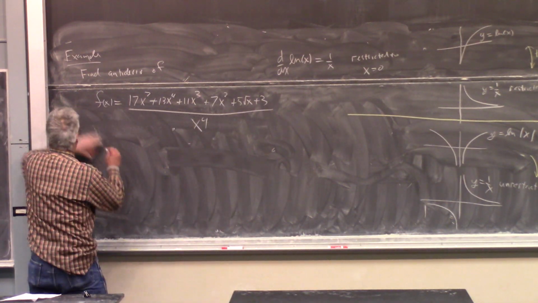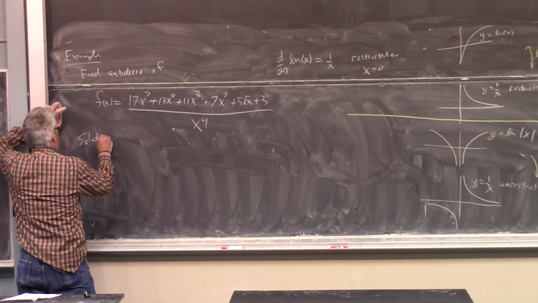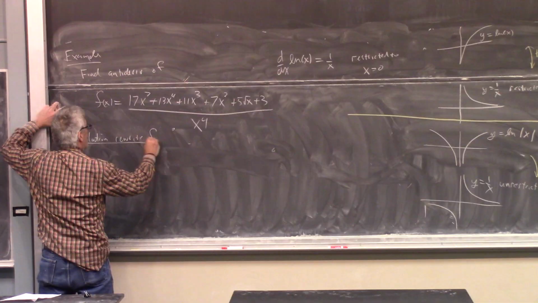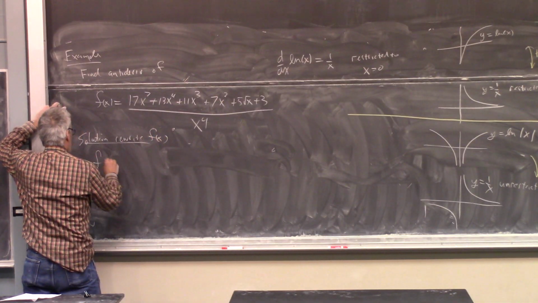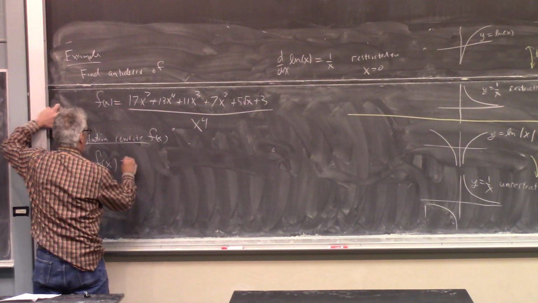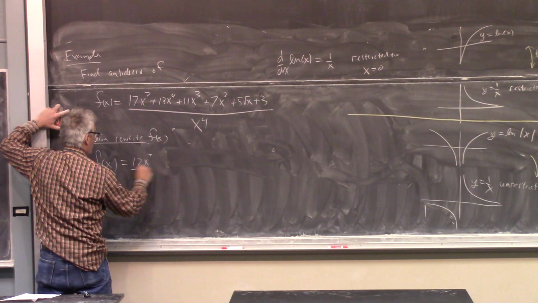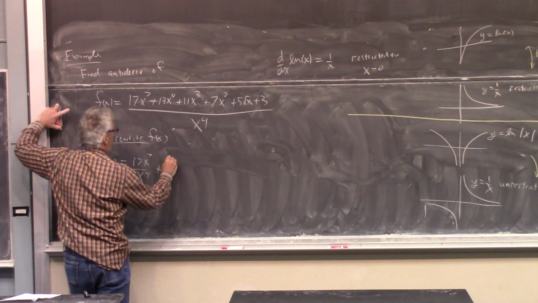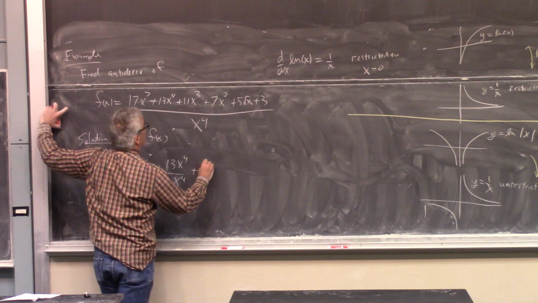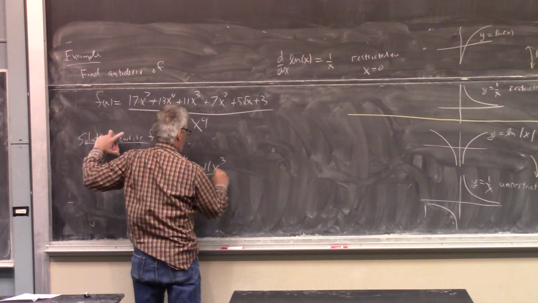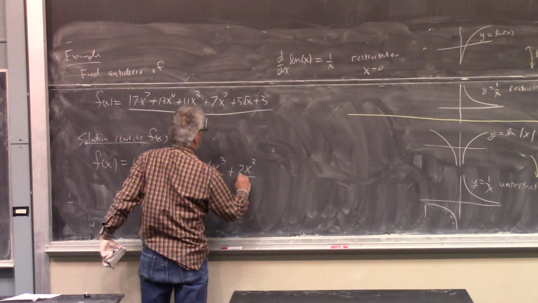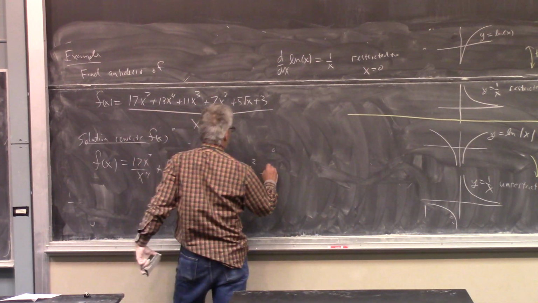So the solution is we're going to rewrite f of x. So we're going to have 17x to the 7th over x to the 4th. And then 13x to the 4th over x to the 4th. So I'm almost done. I'm not going to solve this. So I'm taking all those separate functions, each of them over x to the 4th.